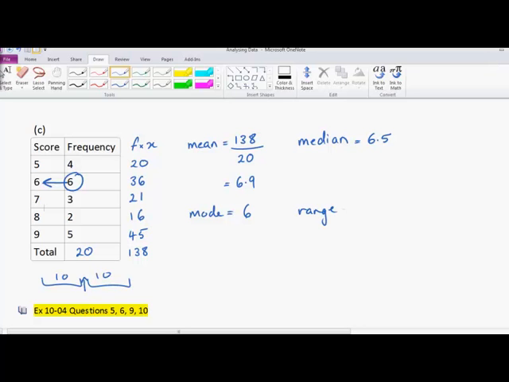And finally, the range. The highest score was 9, the lowest score was 5. So remember, your range, you're looking at the highest score minus the lowest score. And that gives me a value of 4.